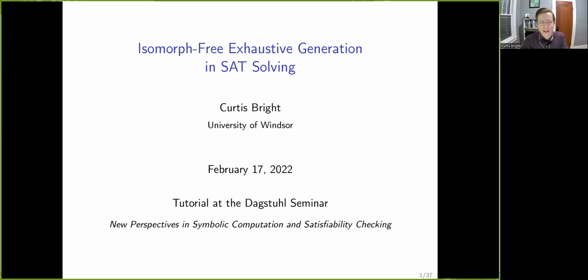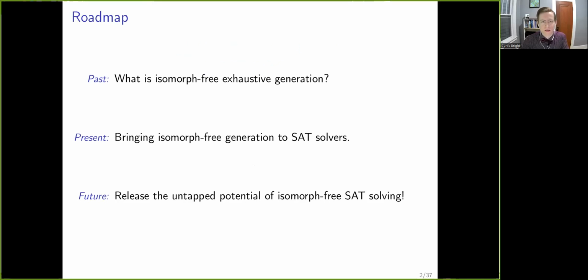So I'll be talking about isomorph-free exhaustive generation and how we can combine this with SAT solving. So it kind of fits perfectly into the SC squared framework.